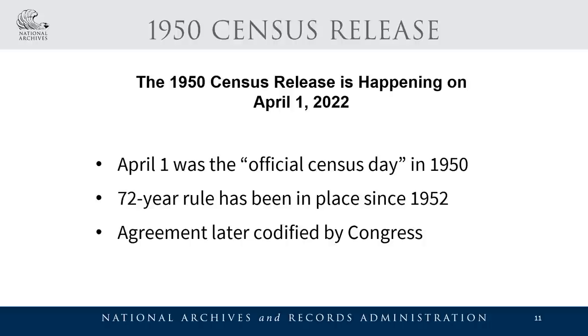In 1952, the Archivist of the United States and the Director of the Bureau of the Census reached an agreement that the 1880 and later censuses could be released after 72 years. That agreement was later approved by Congress.